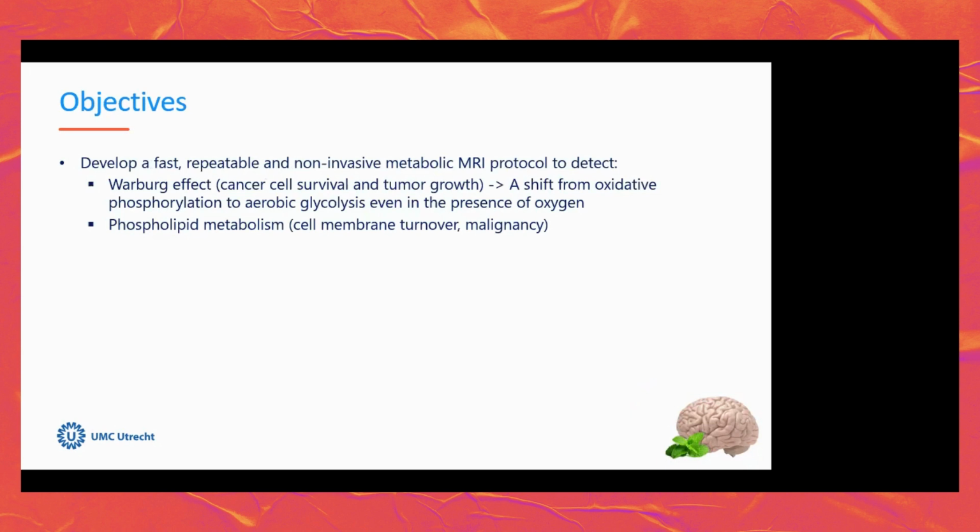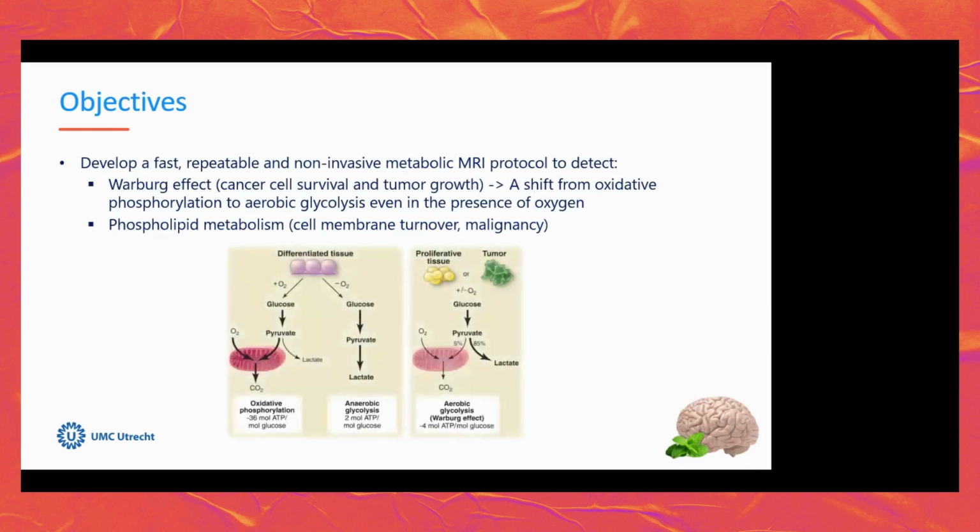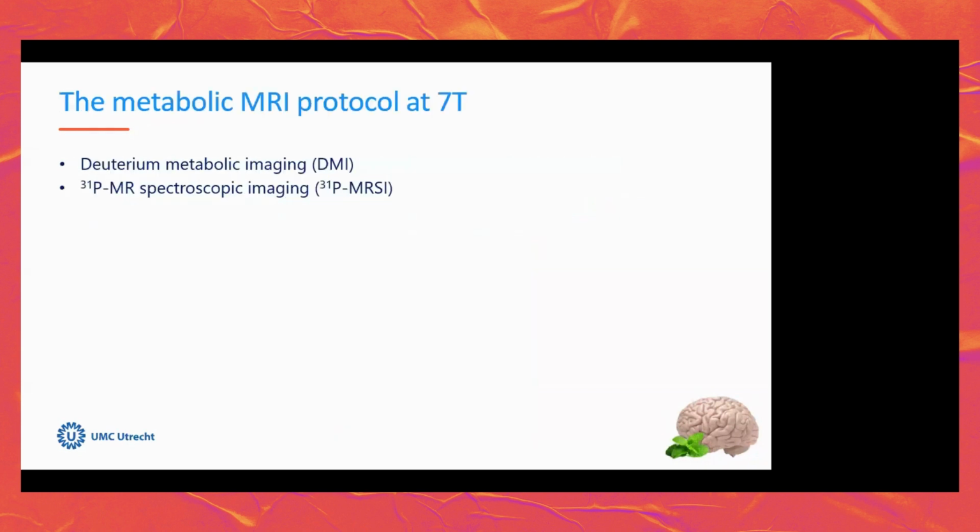The Warburg effect is a marker for cancer cell survival and tumor growth. You see two different types of cell here; the right side is the normal cell and the left side is the tumor tissue. The most important thing to know about the Warburg effect is that there is a shift from oxidative phosphorylation, which happens in normal tissue, to aerobic glycolysis, even when there is oxygen. And phospholipid metabolism refers to cell membrane turnover, which is a sign of malignancy or aggressiveness.